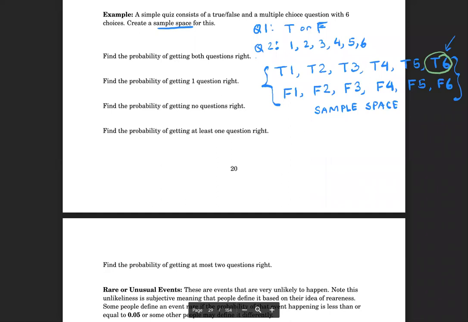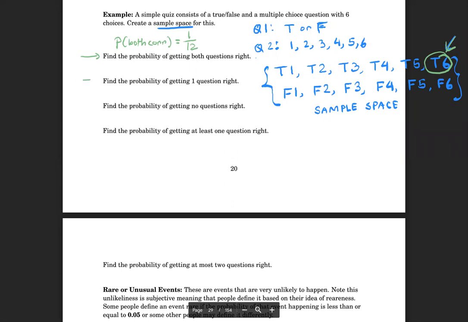So find the probability of getting both questions right, which is this one, T6. So the probability of both correct is going to be 1, since that can happen in only one way out of how many different simple events? 12. So your chance of getting it right by random guessing is 1 out of 12.